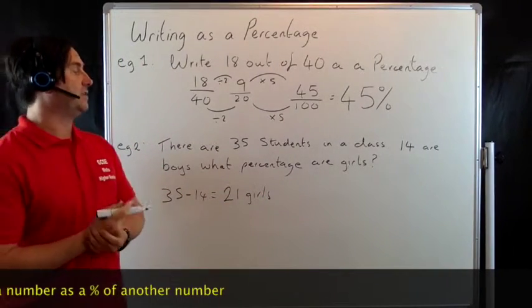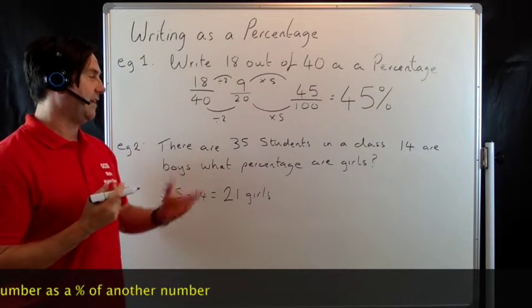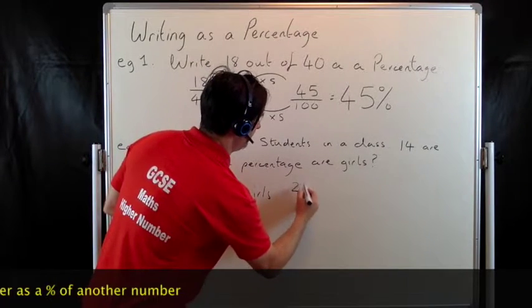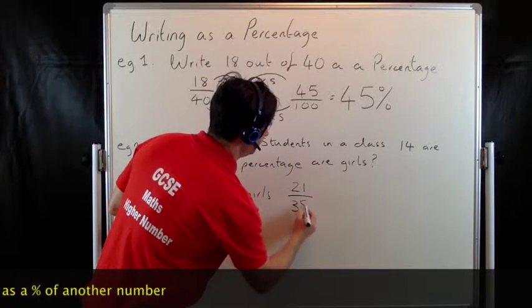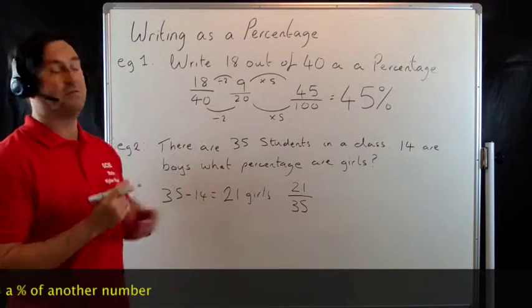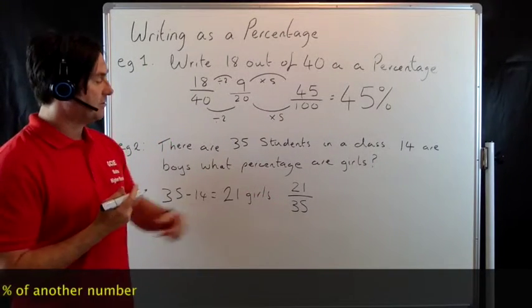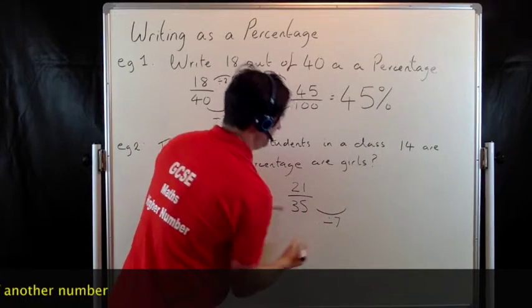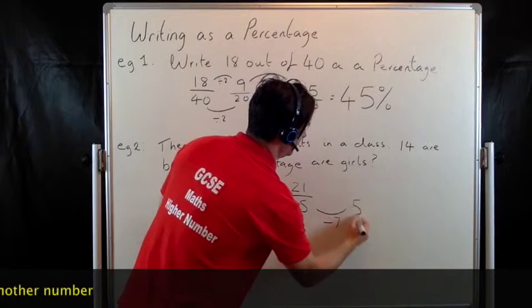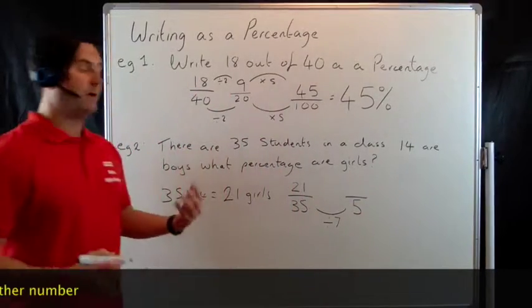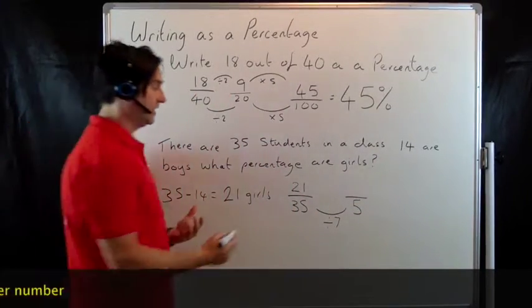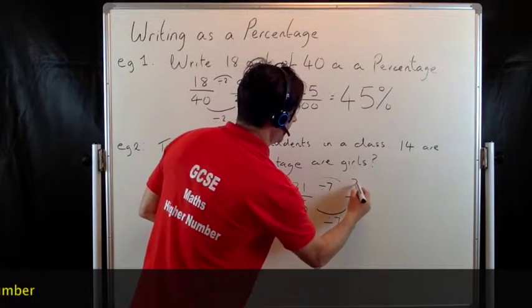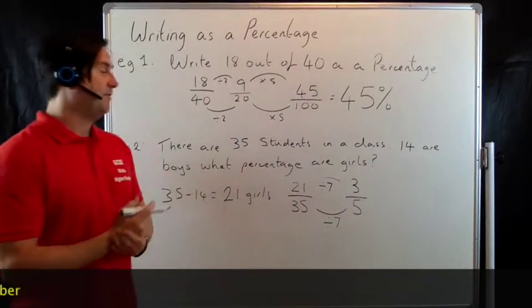So what we're in effect doing is writing 21 out of 35 as a percentage. So if we write down now 21 out of 35, we're going to do the same type of thing as what I did in example 1. I'm going to start off by dividing the denominator by 7. If I divide 35 by 7, I get the answer of 5. But whatever I do to the bottom, I must do the same to the top. So if I divide the 21 by 7, I get 3. 3 out of 5 as a fraction.